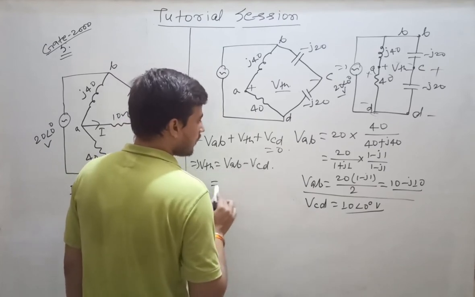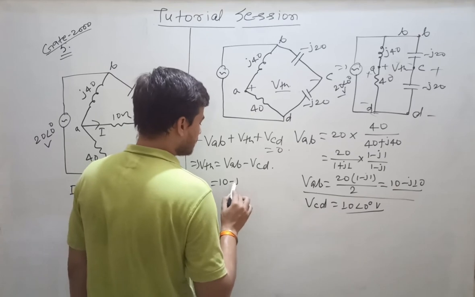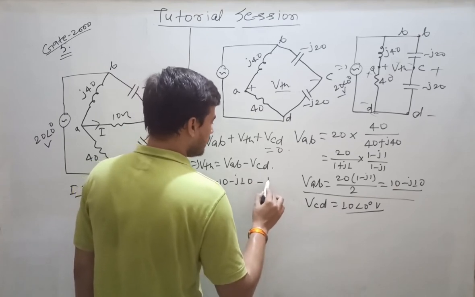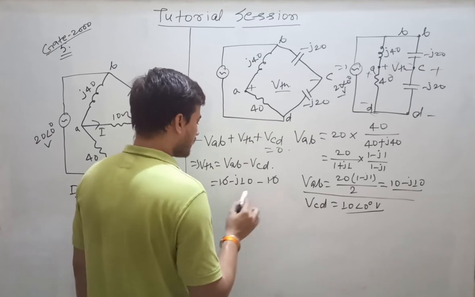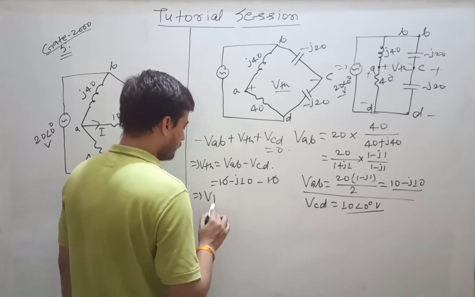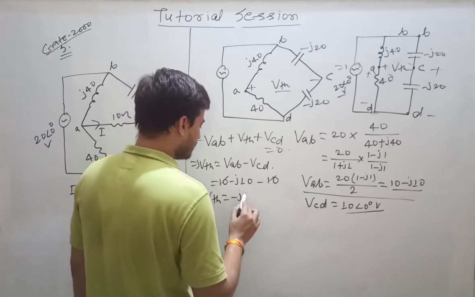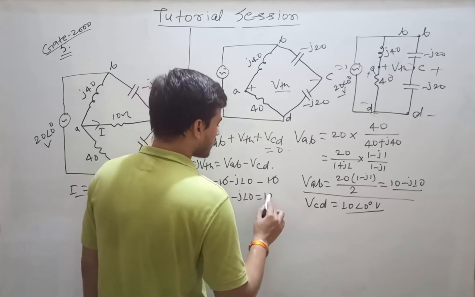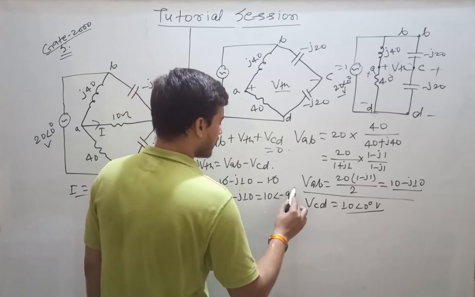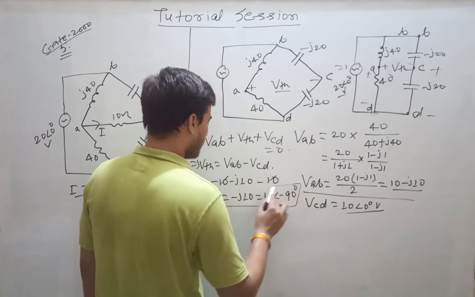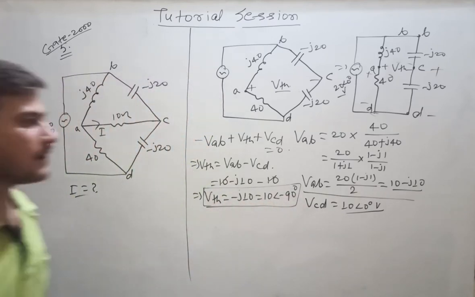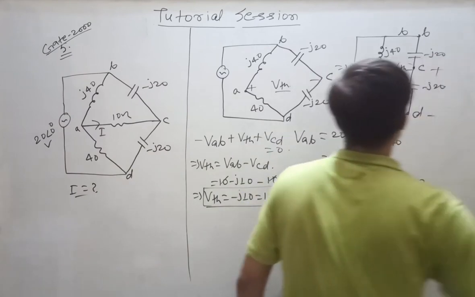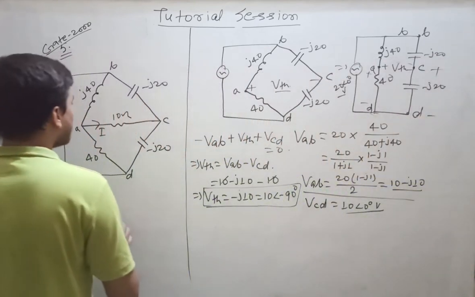So VAD is how much? 10 minus j10, minus VCD is 10. 10 cancel out. That means VTH is equal to minus j10, or you can also write 10 at the angle minus 90 degree volt. Clear? Next you have to find equivalent impedance.